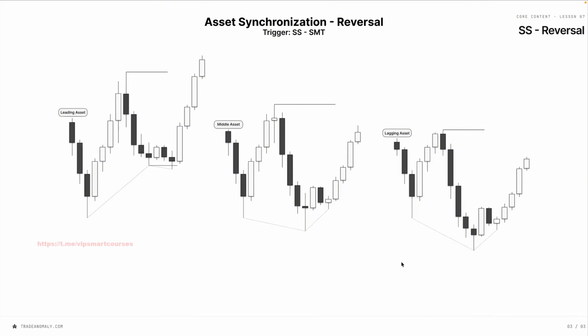And what this really is, honestly, dude, is a higher time frame swing point low. It's literally the last slide, basically. But when you view it on the lower time frame, it looks like this.